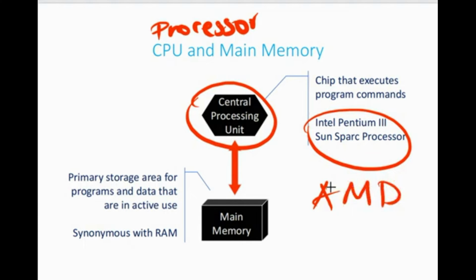And then we also have what we call a main memory. A main memory is the primary storage area for programs and data that are in active use. So as I'm using the laptop now to make this video, every piece of information that is here is temporarily stored in the main memory. The main memory is also referred to as the RAM. So everything that is in active use, when you're playing a game, you are using the RAM of the main memory.